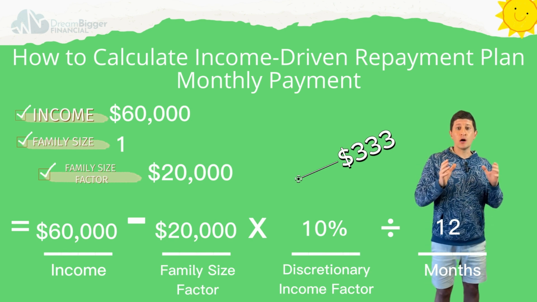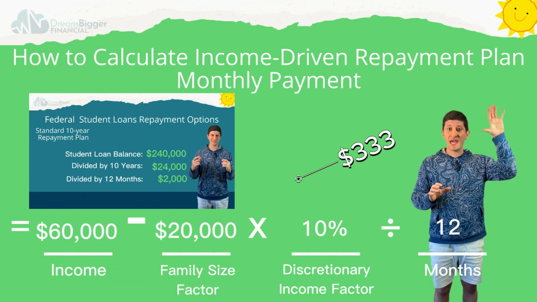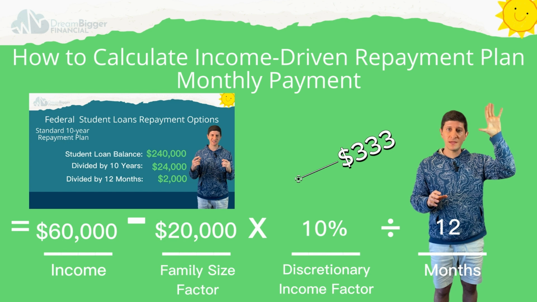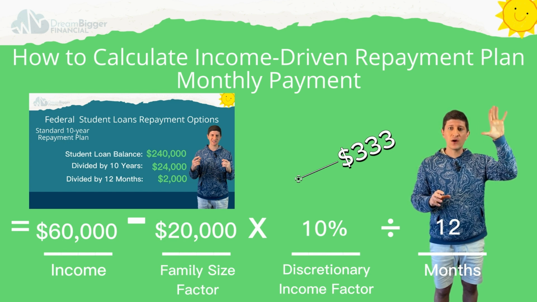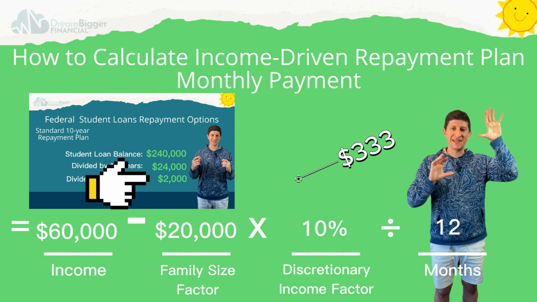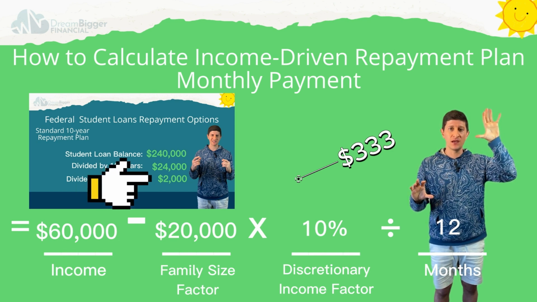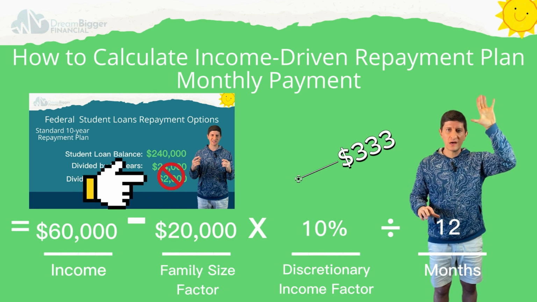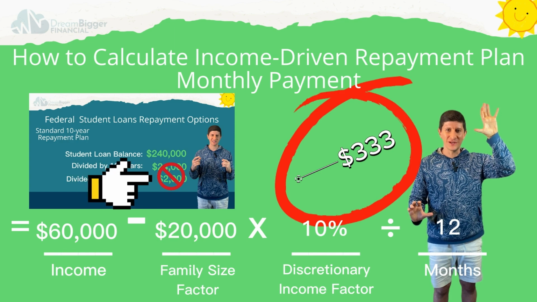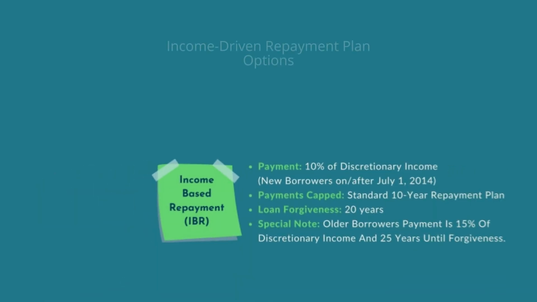If you recall, under the standard 10-year repayment plan that we are in by default, our monthly student loan payment was calculated based off of our student loan balance, and that was a number of $2,000. By enrolling in an income-driven repayment plan, we are able to take that $2,000 a month payment all the way down to $333. Wow.